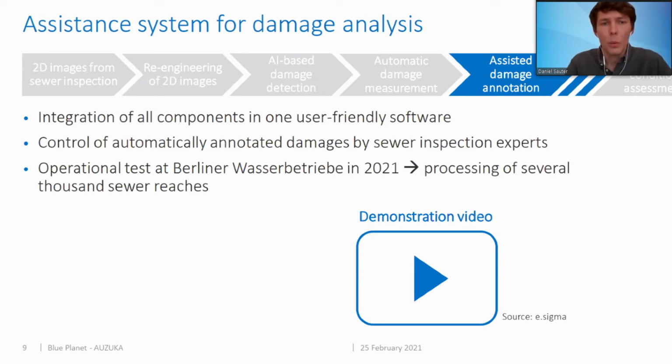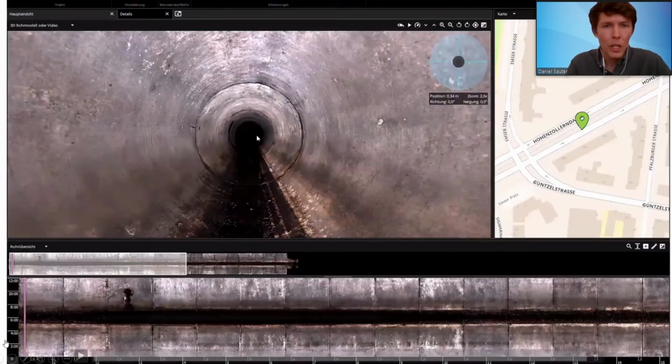And we will do an operational test of this software at Berliner Wasserbetriebe starting this year. And we will process several thousand sewer reaches in order to be able to assess if the software works well for us. And also we will obtain lots of new training data in order to improve our algorithm. I have a little demonstration video here, and I would ask the technical team to start it now.